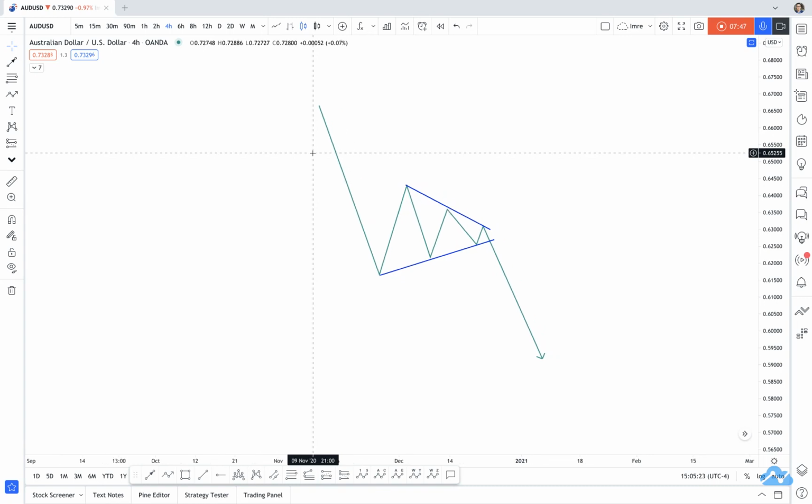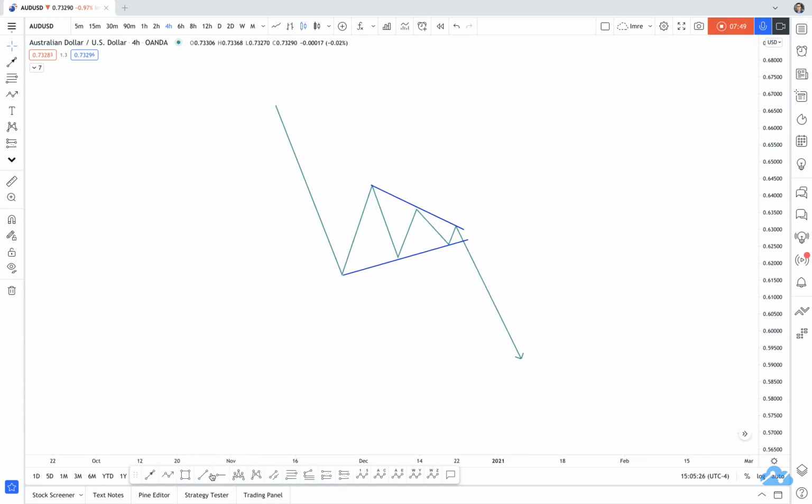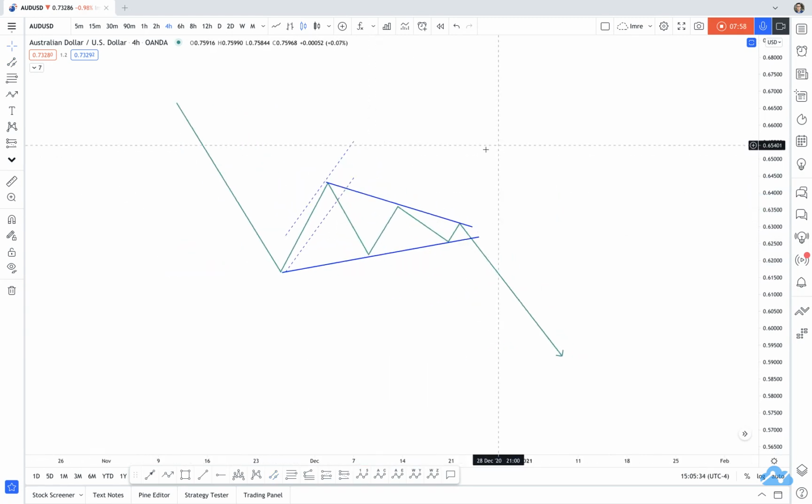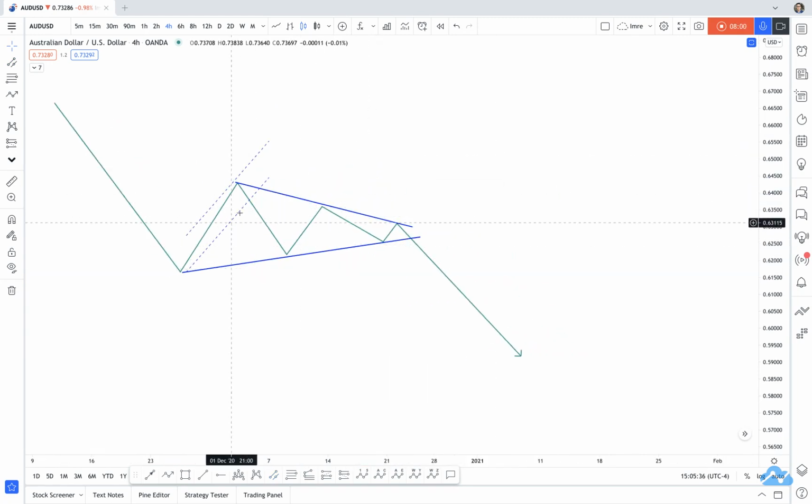I'll give you an example. So here, let's pretend that we have the subwaves here and that we have this wave of this triangle contained within parallel lines. And then we break out of this parallel channel right here, and you go short the market. Now notice what happens. The price action falls for maybe a few days, but then we get another sharp bounce. We fall for another few days, we get another little bounce, and then finally we go.